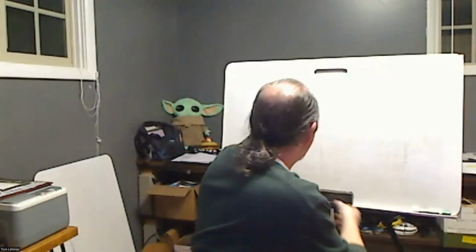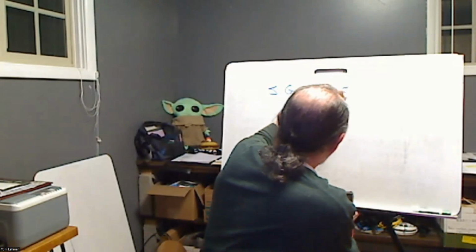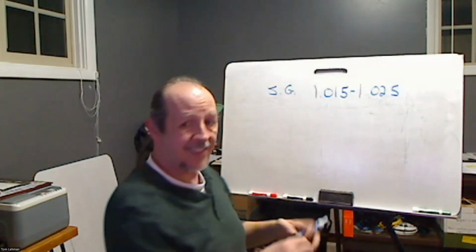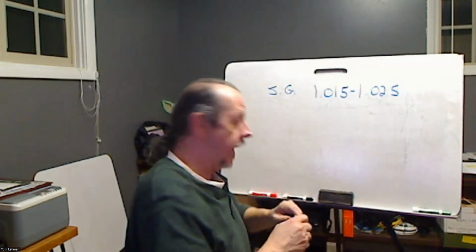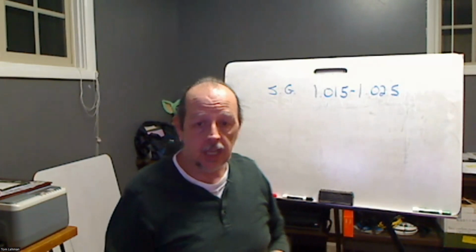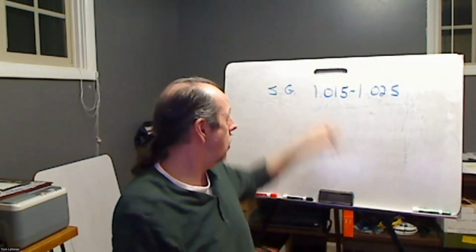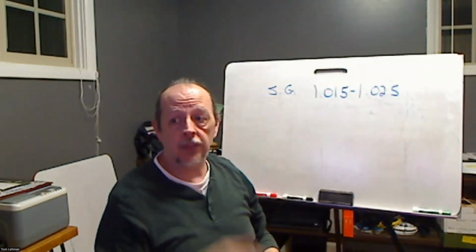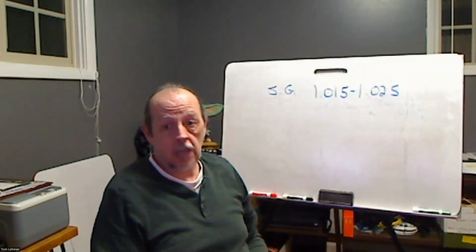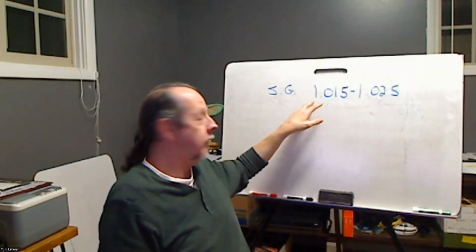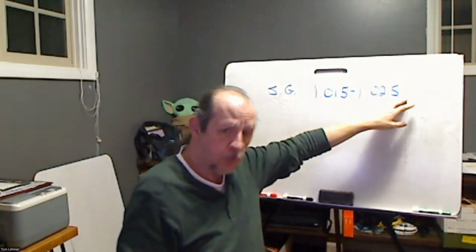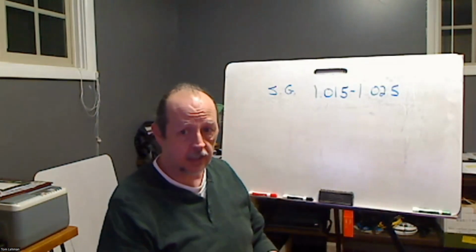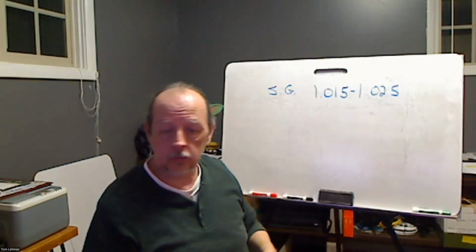Somewhere in the area of 1.015 to 1.025. That's the normal specific gravity that we'll find in a patient. If it's really dilute, really low, or if it's really concentrated, really high, we need to figure out the why. If they're just very dehydrated, we would expect it to be very, very concentrated. If they're drinking lots and lots of water and just peeing out a whole lot really quickly, very low.